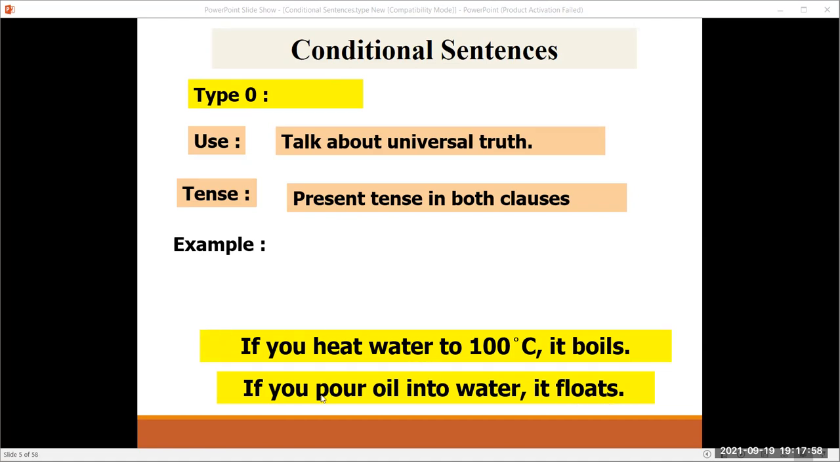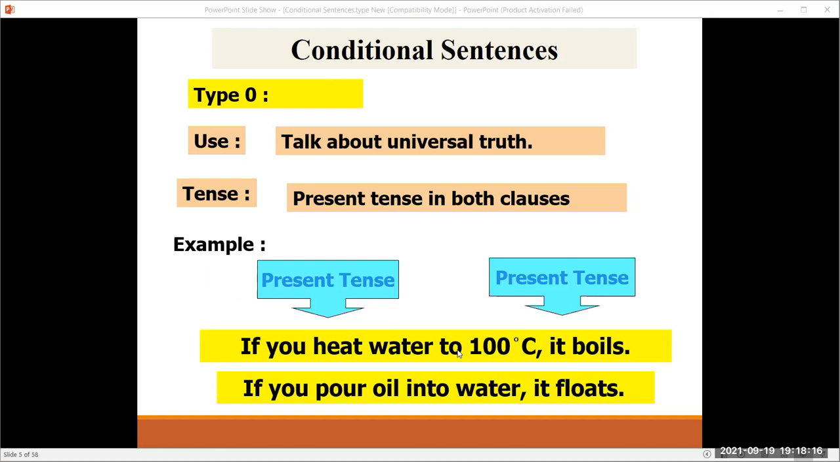So these two things, and all other things which do not change and which give the same result anywhere in the world, provided the condition is met. In the if clause, we use simple present tense in both the clauses. Here you can see the relevant verb is marked over here.